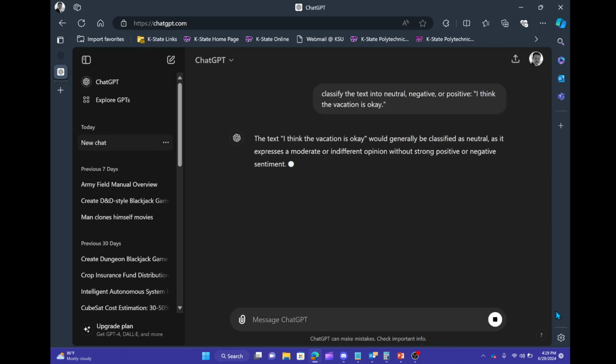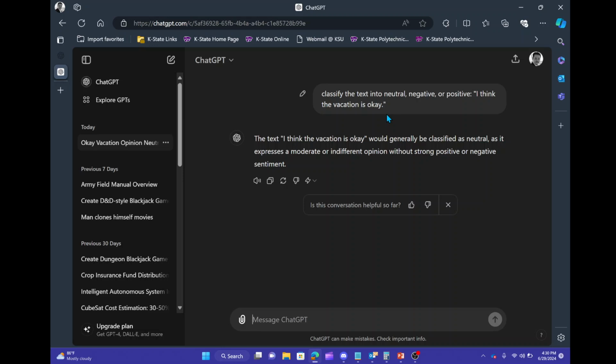So I'm going to hit enter, and it says the text, I think the vacation is okay, would generally be classified as neutral as it expresses a moderate or indifferent opinion. That's perfect. That's exactly what we wanted to come out with. It did a very good job of zero-shot prompting and got it classified properly. If I gave this prompt to a human, remember, like I mentioned before, when you think of prompt engineering, it's the same concept as talking to a human. Just like any other learning machine, it's going to be a conversation. So we're prompting this large language model, and in this case, it got it right.